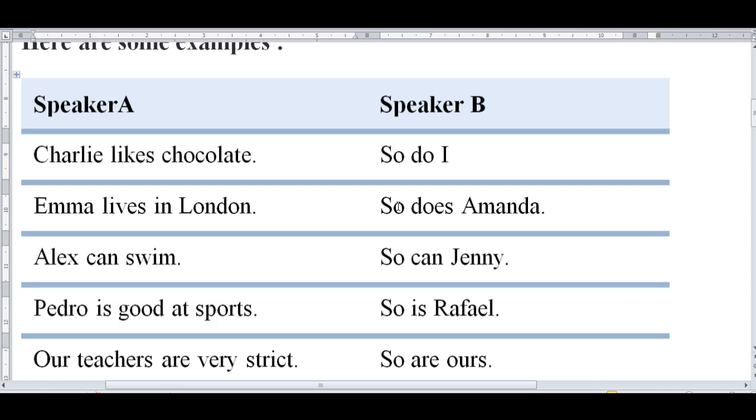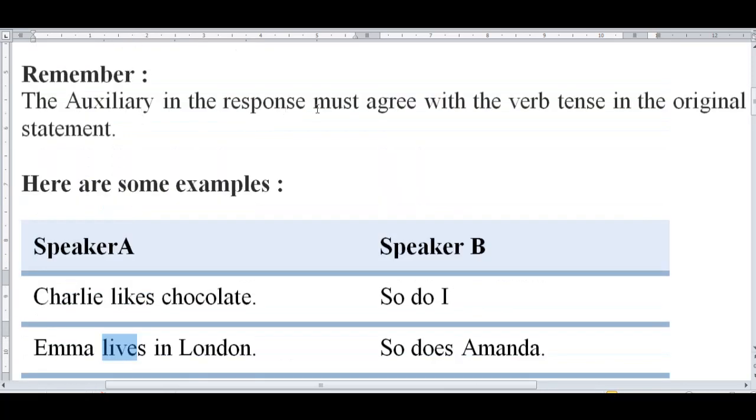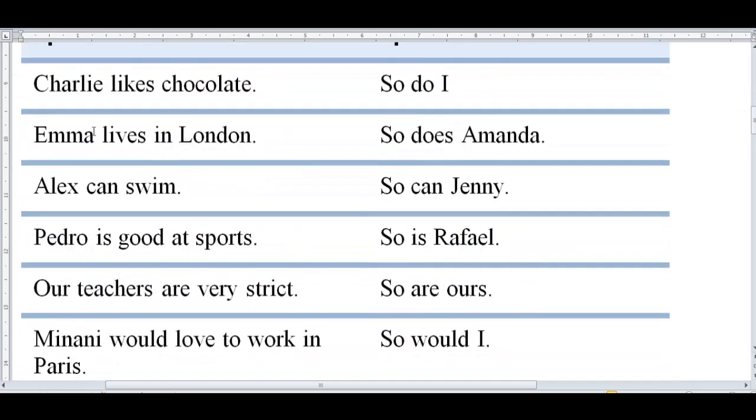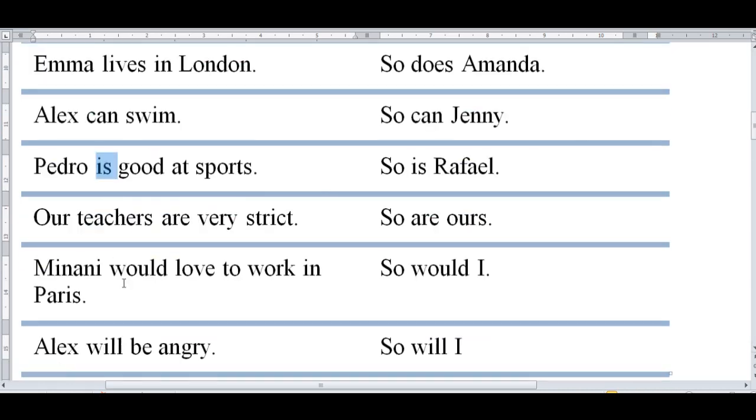The auxiliary in a response must agree with the verb tense in the original. Alex can swim. So can Jenny. Can, the modal stays the same. Pedro is good at sport. So is Raphael. Is is used as an auxiliary.